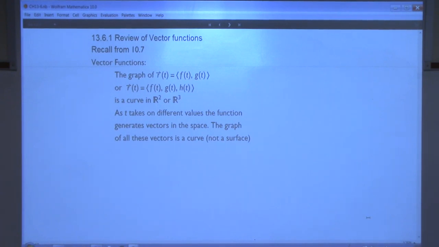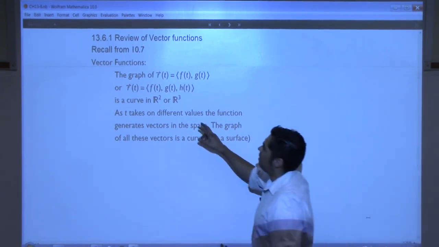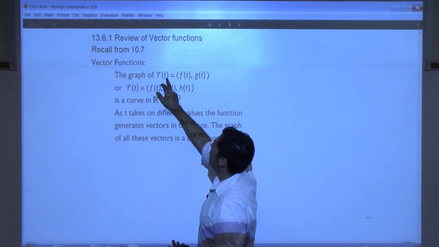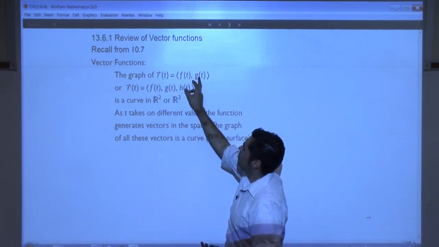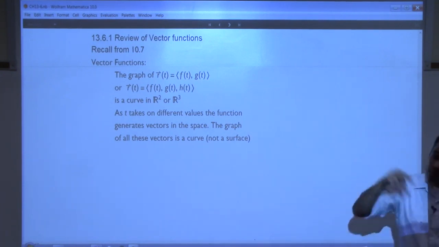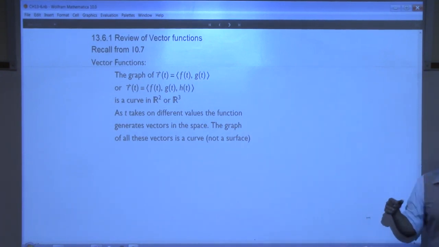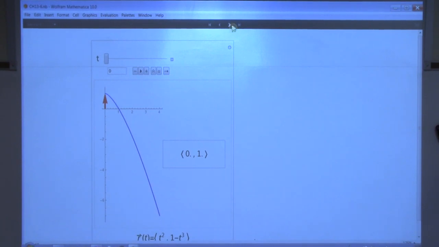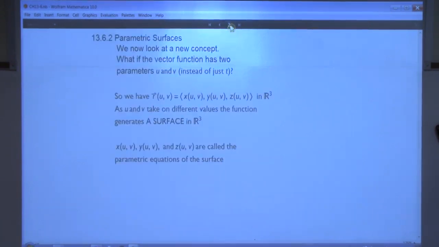All right, remember from chapter 10 that if we defined a vector function r of t to be f of t, g of t, or if we do it 3-dimensionally, then this drew a curve. And I told you back then that later on we would be able to do something like this and be able to draw surfaces. And that's what this section is about. Can we draw a surface with a vector function? And the answer is yes.